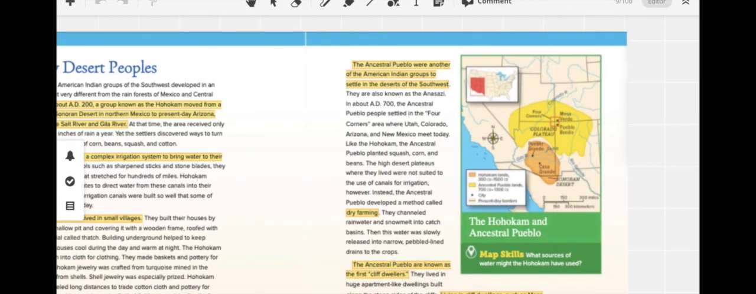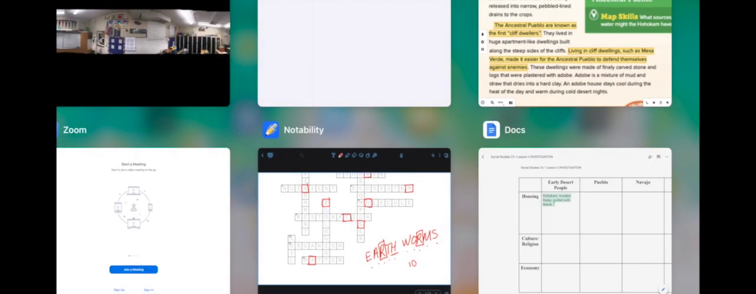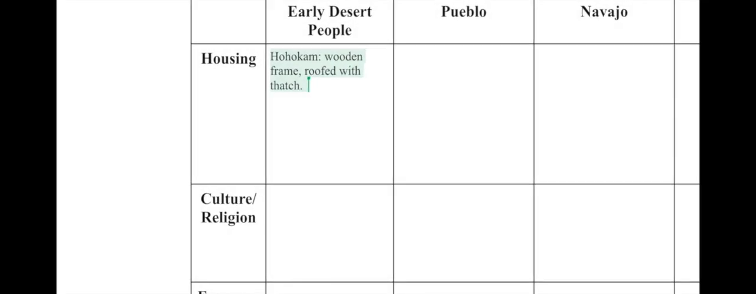Now let's look at the ancestral people. The ancestral people were called the cliff dwellers. They lived in huge apartment-like dwellings built along the steep sides of the cliffs. So on this, I am going to write the same thing: the ancestral Pueblo, huge apartment-like dwellings built with adobe and along cliffs to protect against enemies. Notice how they're not necessarily complete sentences, but it does tell you the information for that thing.